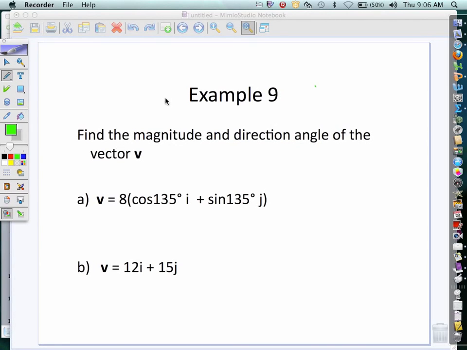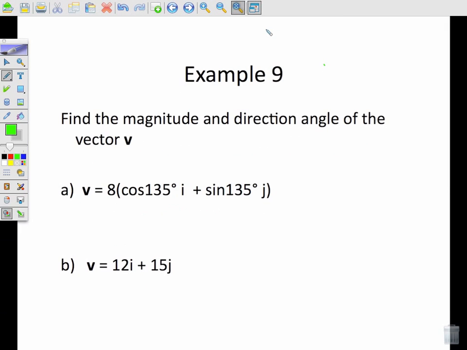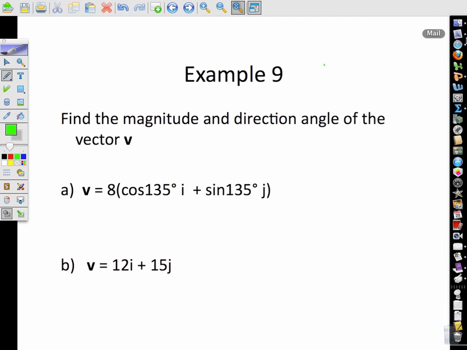All right, in this video, we're going to go ahead and finish up with the second day of section 6.3, and we're in example 9. We're going to do a couple more things with the vectors. This example is asking us to find the magnitude and direction angle of the vector v. Find the magnitude and the direction angle.